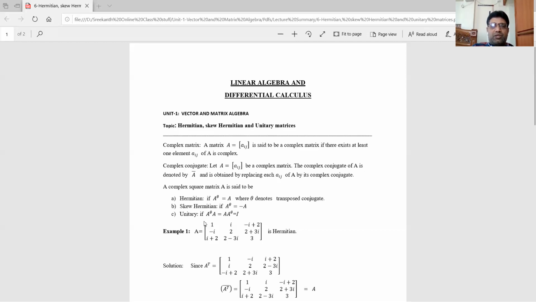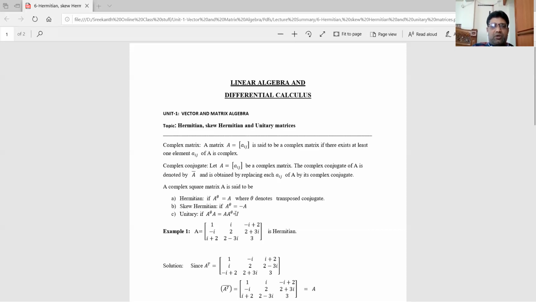Now coming to skew Hermitian: whenever you transpose and take its conjugate, or vice versa, and you get minus of the same given matrix, then we say that it is a skew Hermitian matrix. And coming to unitary: whenever you multiply the conjugate transpose of A with the original matrix, or the original matrix with its conjugate transpose, and you get I, then we say that it is a unitary matrix.